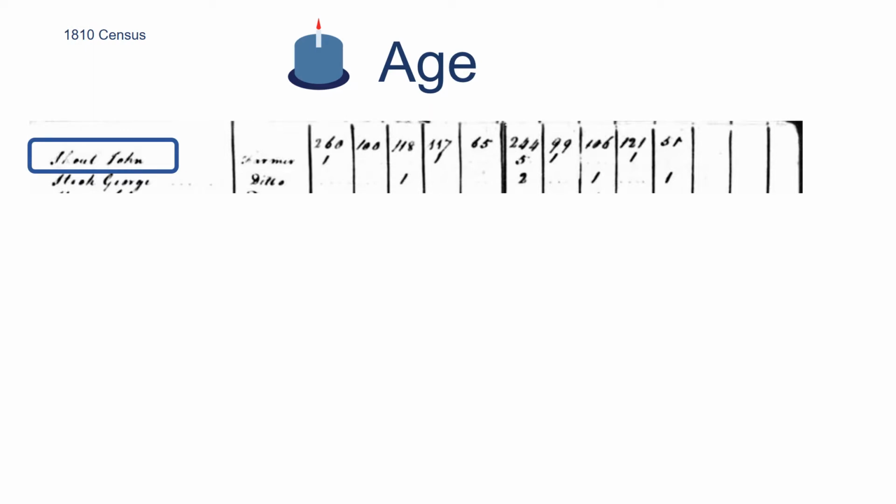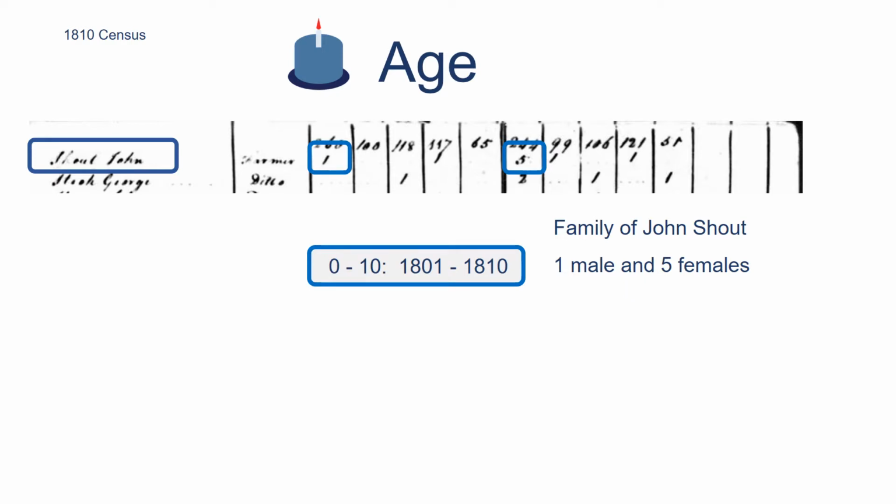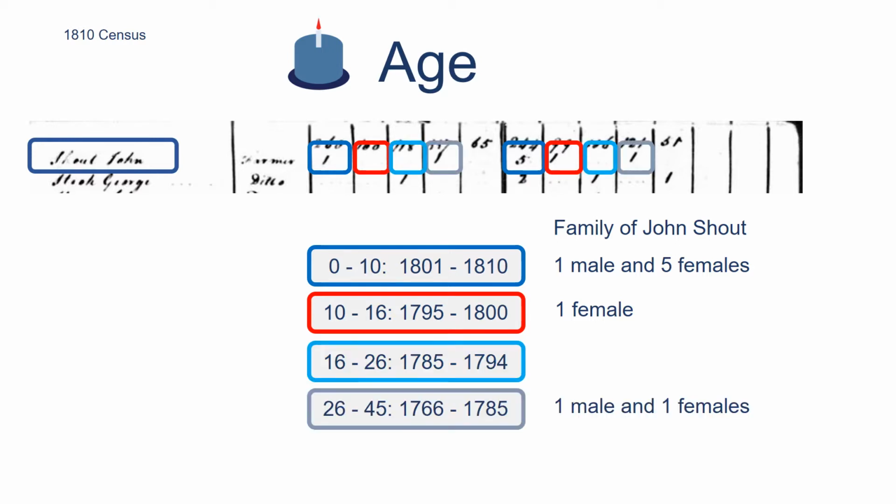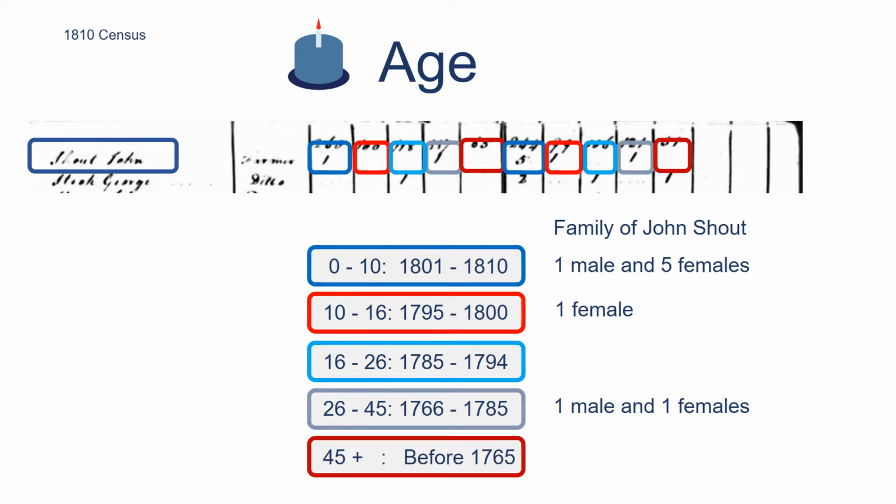Many pages like this snippet do not have the ages at the top of the page, making it challenging to figure out the markings on the page. Family of John Shout. 1 male and 5 females, 0 to 10. 1 female, 10 to 16. No one, 16 to 26. 1 male and 1 female, 26 to 45. No one, 45 or older.